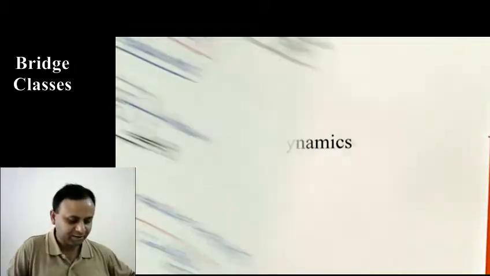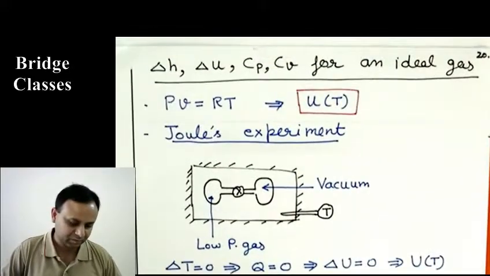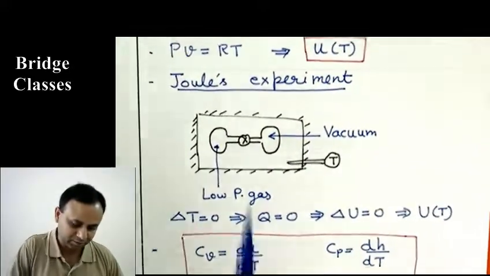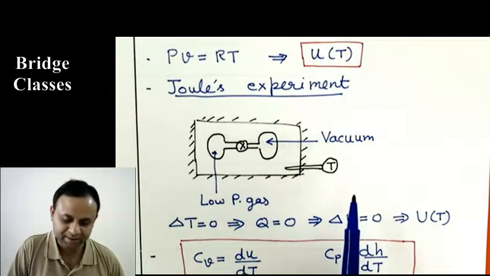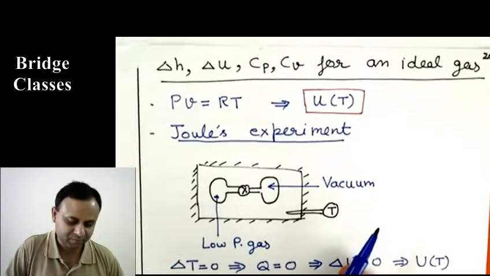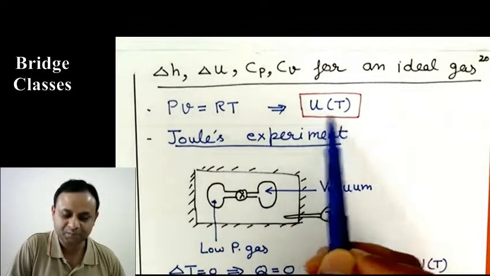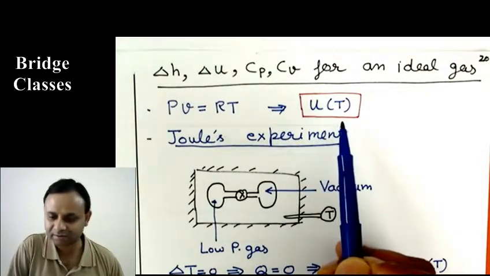But experimentally, there is what is called Joule's experiment, and he indicated that for an ideal gas, U is a function of temperature only. Based on an experiment, he indicated this.